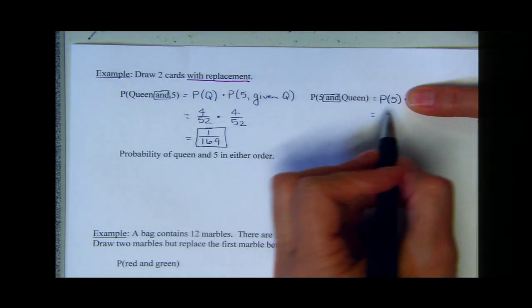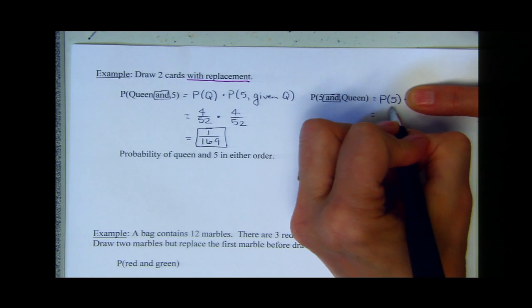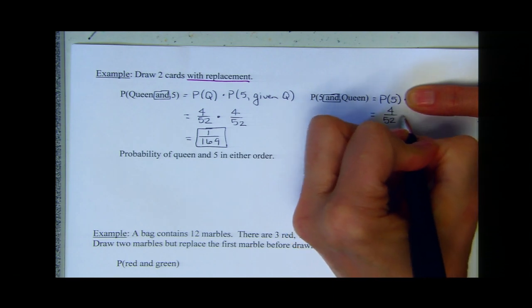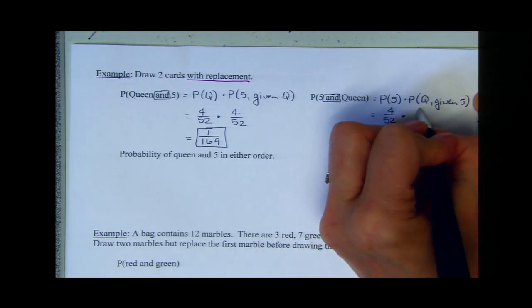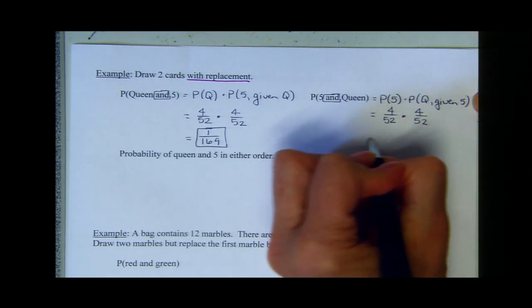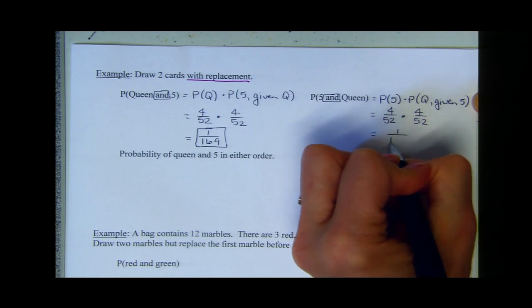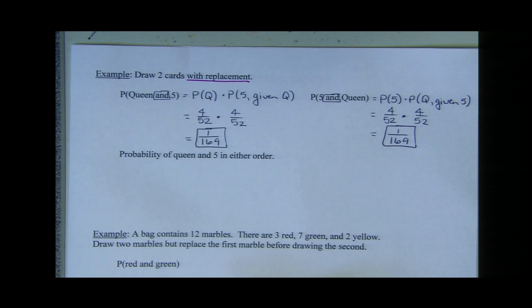Well, on the first draw, the probability of a 5 is 4 out of 52. Replace the card. On the second draw, what's the probability you get a queen? 4 out of 52. So that is the same probability, which reduces to 1 over 169.